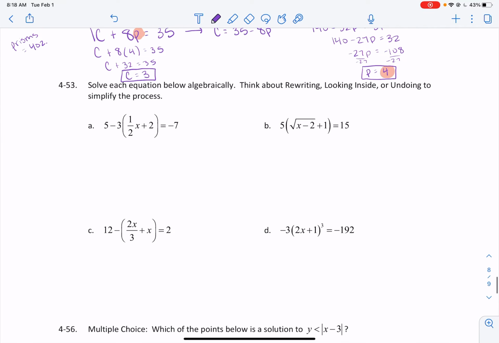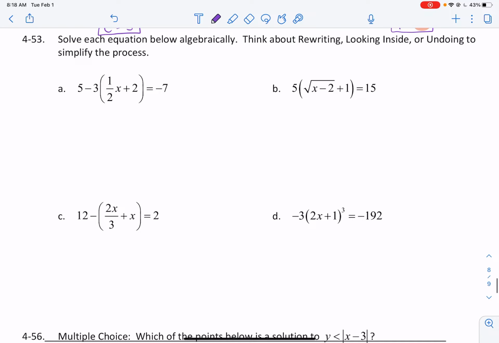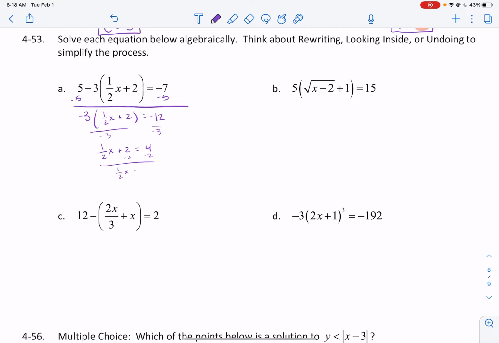Okay, 4-53, let's solve these equations algebraically. So let's look at A. I think what I want to do here is subtract the 5 first, just to get rid of that. So we have negative 3 times (1/2 x plus 2) equals negative 12. Let's divide by negative 3. So 1/2 x plus 2 equals 4. Subtract 2. Times the 2 on both sides, so x is equal to 4.